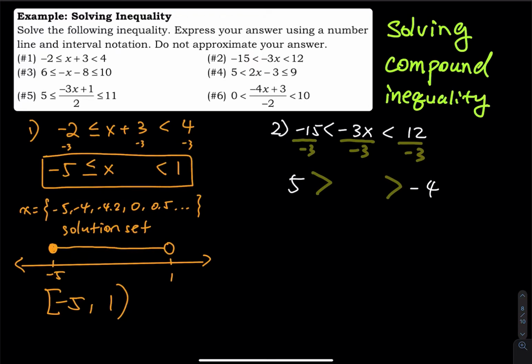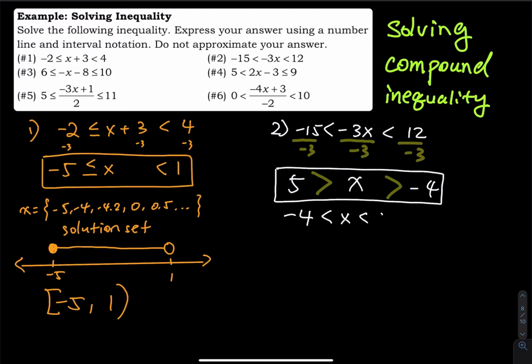And then x right in the middle. So you can take this as your solution set. If you are not comfortable with having a bigger number on the right, you can reverse the order: -4 less than x less than 5. When you reverse like that, be sure to reverse the inequality symbol as well.